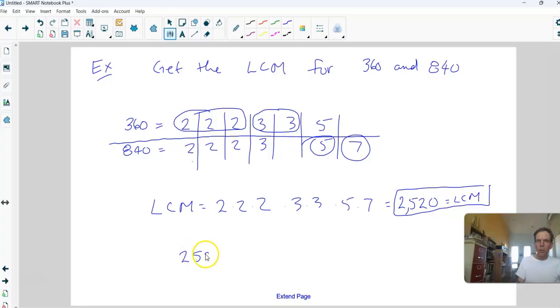So this number, 2520, should be divisible by both of these numbers. I'm just going to write these fractions down. I'm dividing 2520, the LCM, by both of the given numbers and showing that they divide in evenly. You can get your calculator out and check it. 7 and 3. So because of the process we use, this 2,520 is guaranteed to be the smallest common multiple for these numbers. Okay.